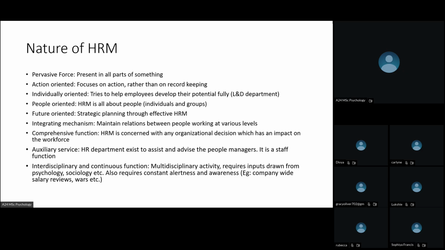So this is the nature of HRM that is discussed in the book. I've just given some additional examples as well. Any insights or any questions from the audience?